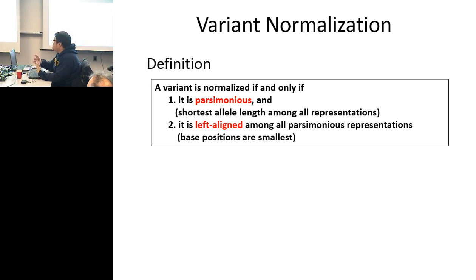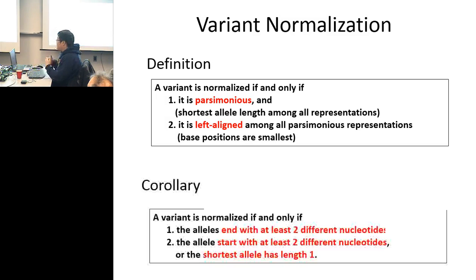So what makes it parsimonious and what is left aligned? If we look at it carefully and work it out mathematically, we can show that a variant is normalized if and only if two conditions are met. The first is that the alleles end with at least two different nucleotides, and the second is that the alleles start with at least two different nucleotides, or the shortest allele has length 1. It's a very, very simple rule, and this really helped things a lot.